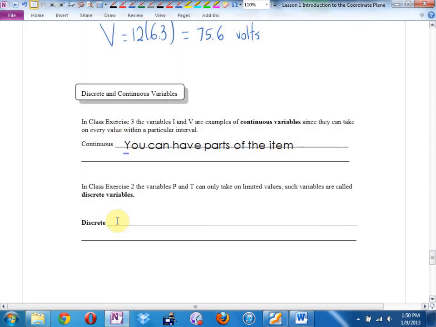In example 2, the variables P for, I guess, toothpicks and T for triangles can only take on limited values. You can't have parts of it. Those are called discrete. Or the way I think about it, discrete, you must have whole number values. You can't have chunks. Students are discrete. Cars are discrete.